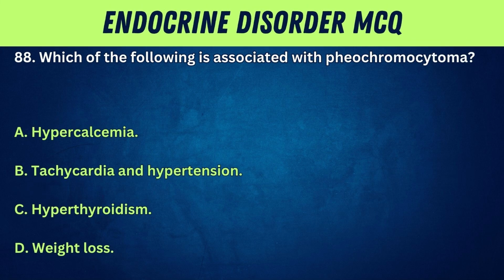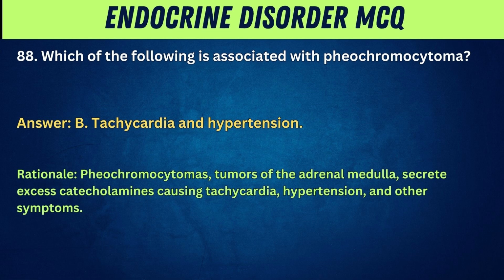88. Which of the following is associated with pheochromocytoma? A. Hypercalcemia. B. Tachycardia and hypertension. C. Hyperthyroidism. D. Weight loss. Answer: B. Tachycardia and hypertension. Rationale: Pheochromocytomas, tumors of the adrenal medulla, secrete excess catecholamines causing tachycardia, hypertension, and other symptoms.